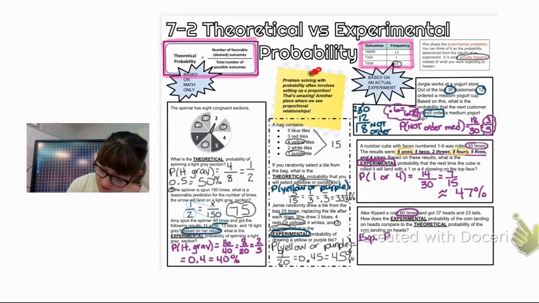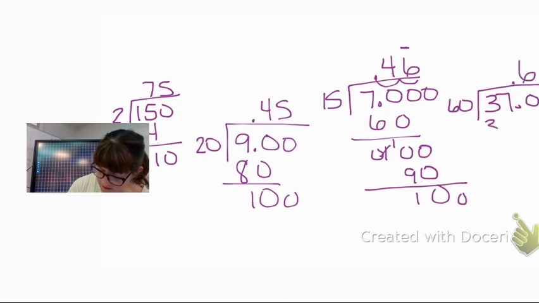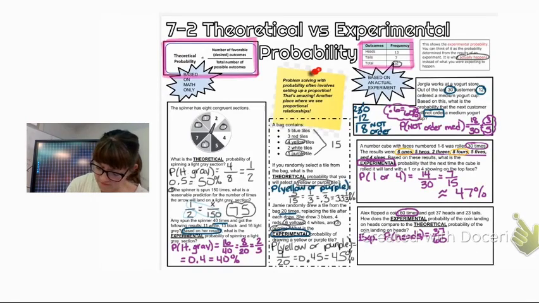So the experimental probability of heads. And it says that he flipped the coin and got 37 heads out of 60. And we could see that as a decimal or a percent. So 37 divided by 60. And that would be about 61%. So he got heads about 61% of the time with experimental probability.